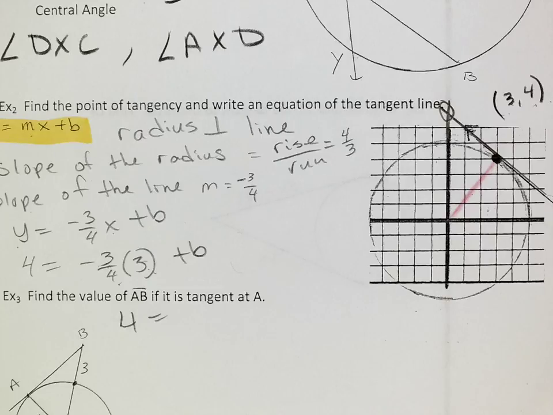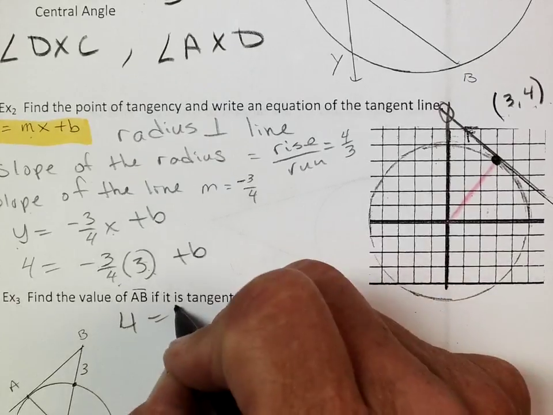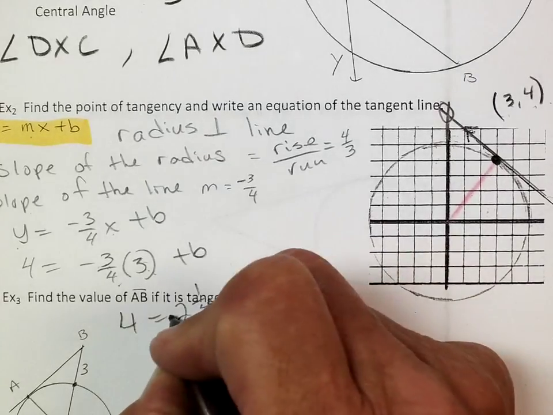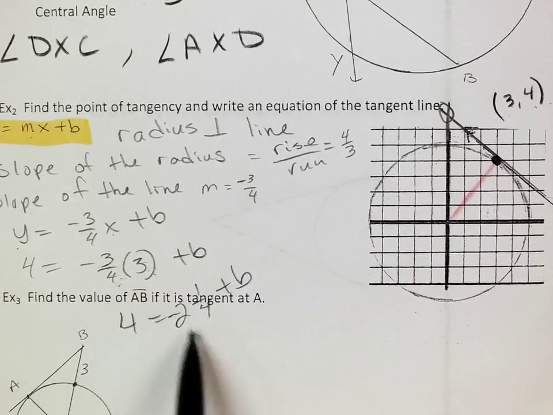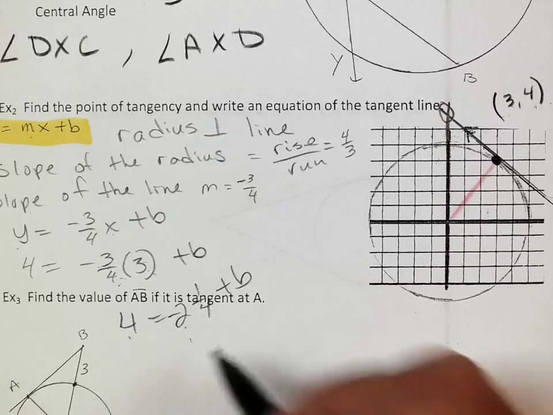Okay, let's go back to algebra, and if you never learned algebra, I'm so sorry. So we have negative 2 1/4 plus b, and we solve for b, right? So that's negative 2 1/4, or 9/4. Add 2 1/4, what do I get? 6 1/4.